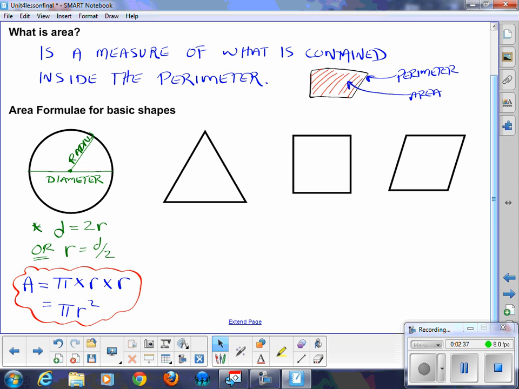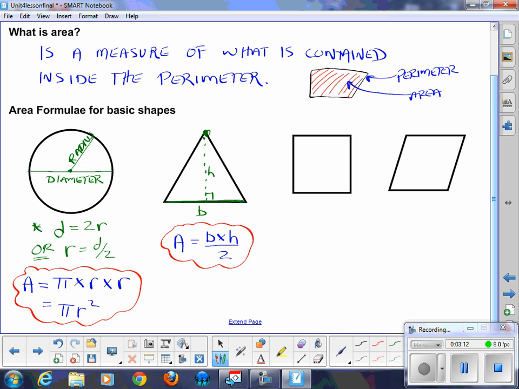Moving along to the triangle. The triangle has two measurements that we absolutely need. We need to know the base of the triangle, and it doesn't matter the shape. And the height is the distance from the highest point down to the base such that the line makes a right angle. So that is our height. So the formula then for area of a triangle, area equals base times height divided by 2. All right, so there is your area of a triangle.